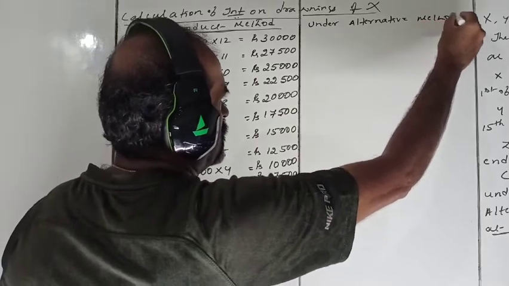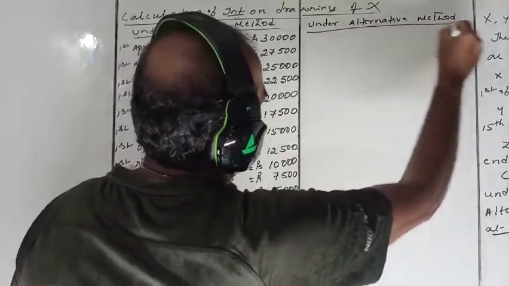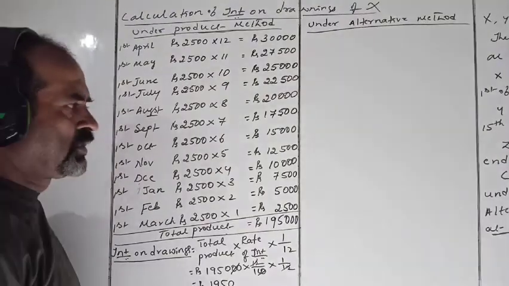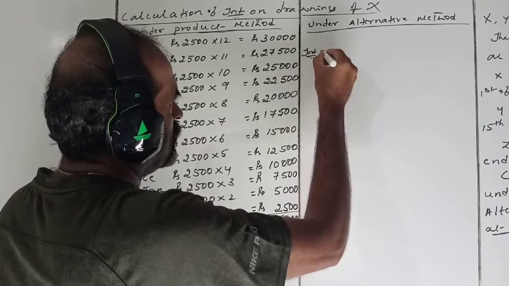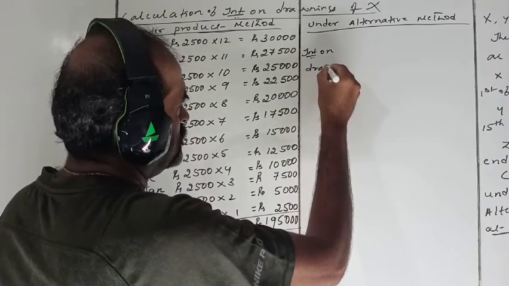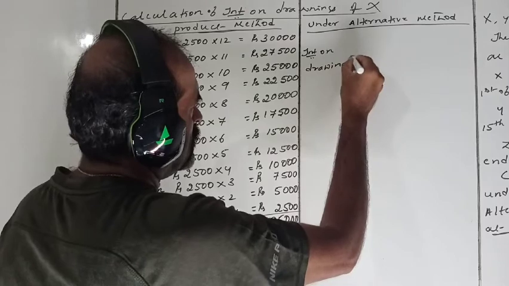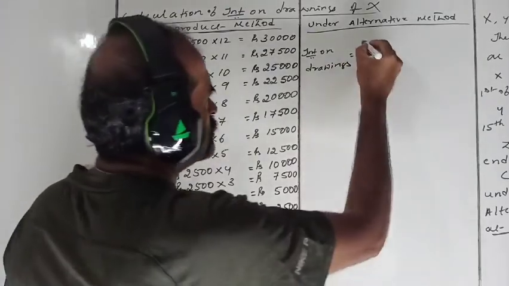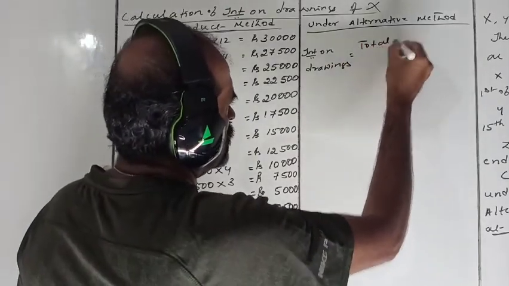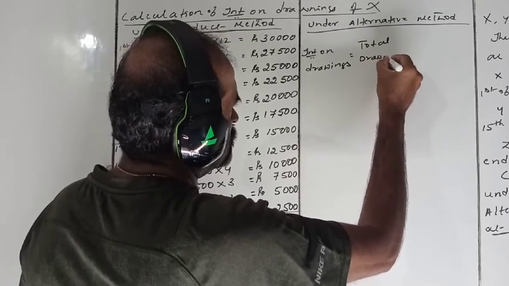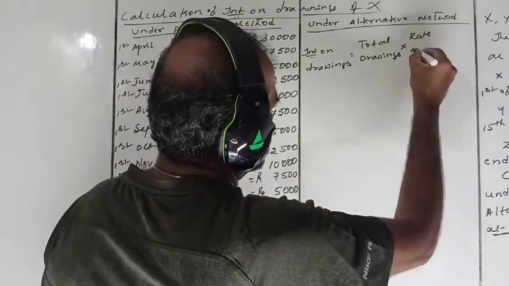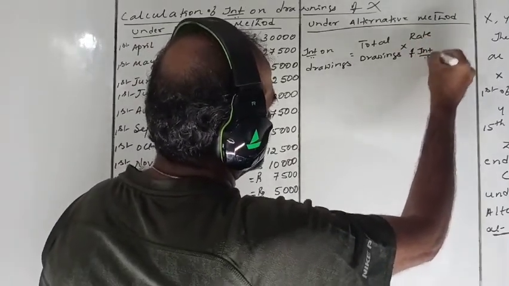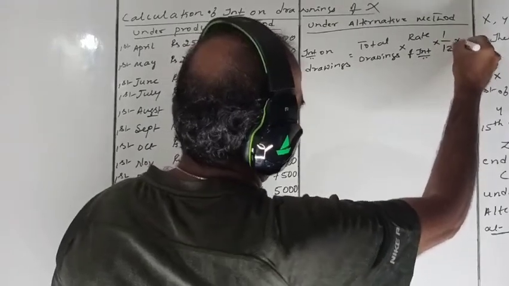Alternative method. Under the alternative method, interest on drawings equal to total drawings into rate of interest into 1 by 12 into 13 by 2.